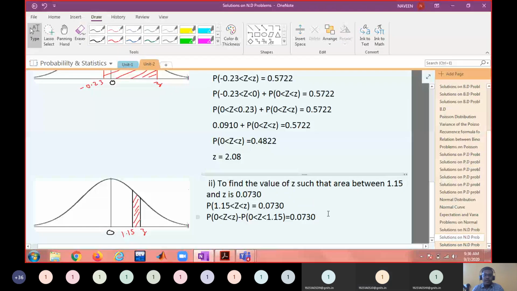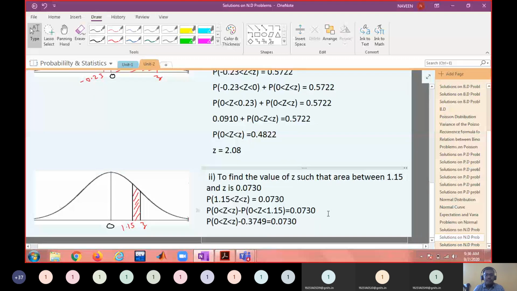Just write that down. Therefore probability that 0 less than z minus 0.3749 is equal to 0.0730. So I'll continue.